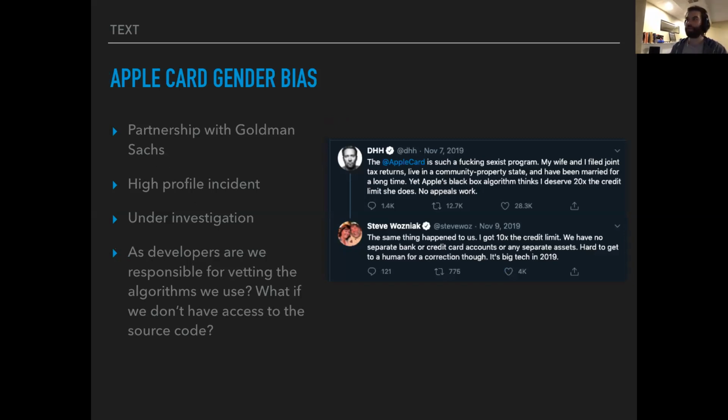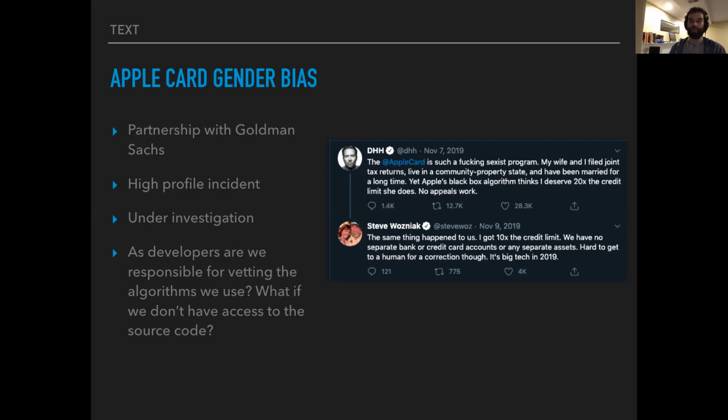And this became a high-profile incident when David Hinson, on the right here, you'll learn about his creation, Ruby on Rails. He filed a complaint about how he was given a drastically higher credit limit than his wife, even though they have joint finances. And what was even more interesting to me is Steve Wozniak reported a similar incident where him and his wife have had joint finances for quite a while, but he was still given a higher credit limit, and they both had issues reaching out to the company to get this corrected.